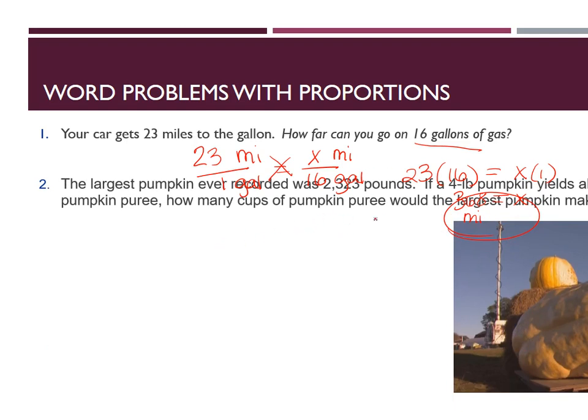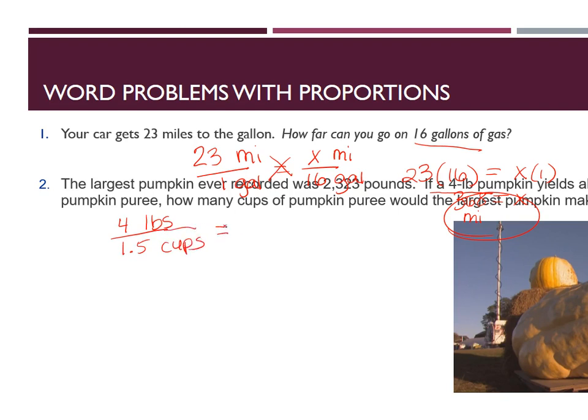So this one, the largest pumpkin ever recorded, isn't that huge? It was 2,323 pounds. If a 4-pound pumpkin yields about 1.5 cups of pumpkin puree, how many cups of pumpkin puree would the largest pumpkin make? So let's set up a fraction here. We know that 4 pounds yields 1.5 cups.